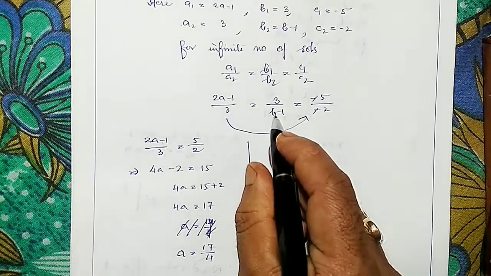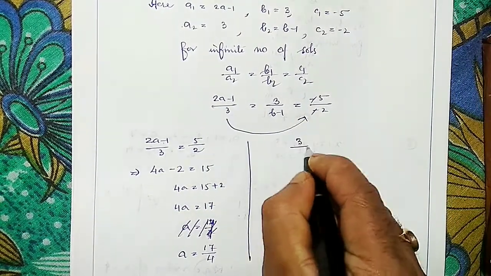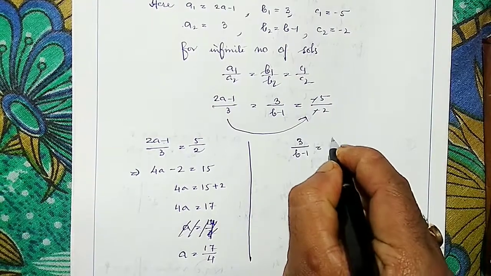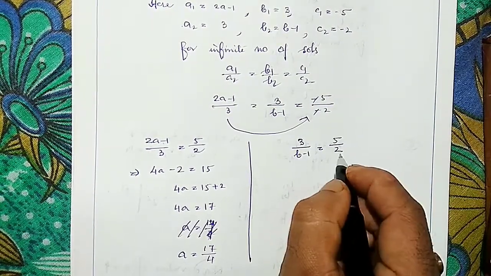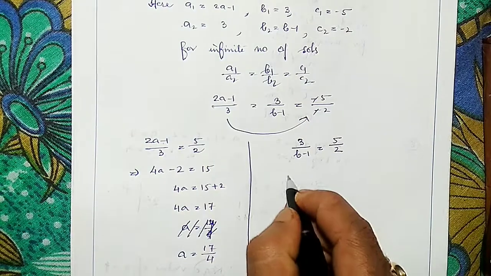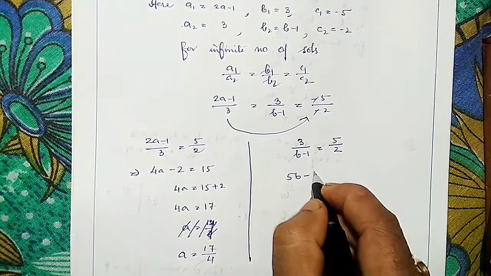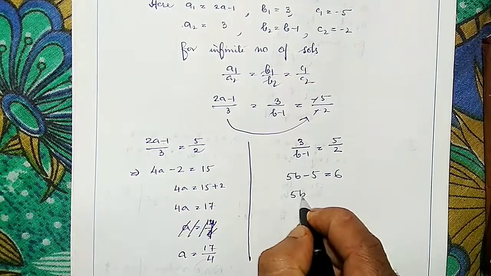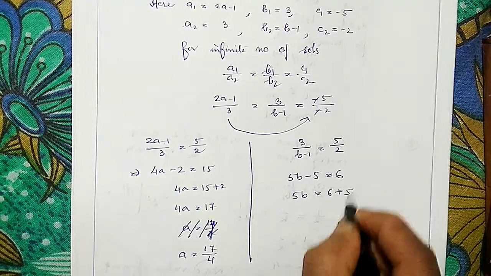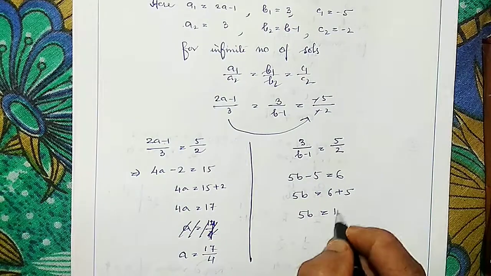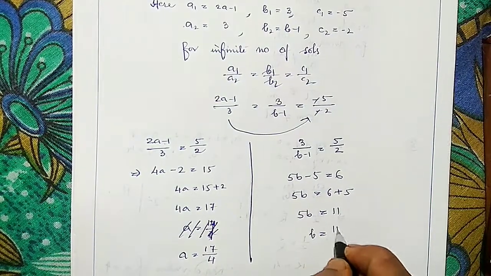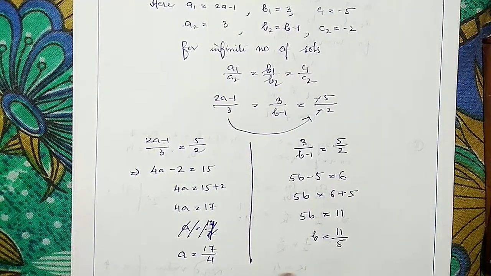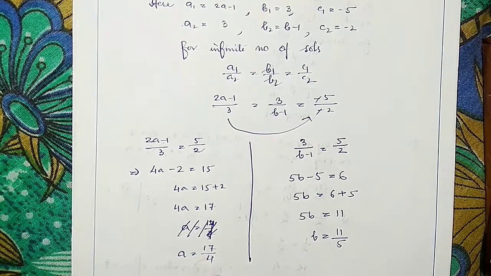Now, if I consider the second and third, 3 by b minus 1 equals to 5 by 2. If I cross multiply, 5 into b is 5b, 5 into 1 is 5, 3 into 2 is 6. Now, 5b equal to 6 plus 5, that is 11. So, b equals to 11 divided by 5. Therefore, the required value of a is 17 by 4 and b is 11 by 5.